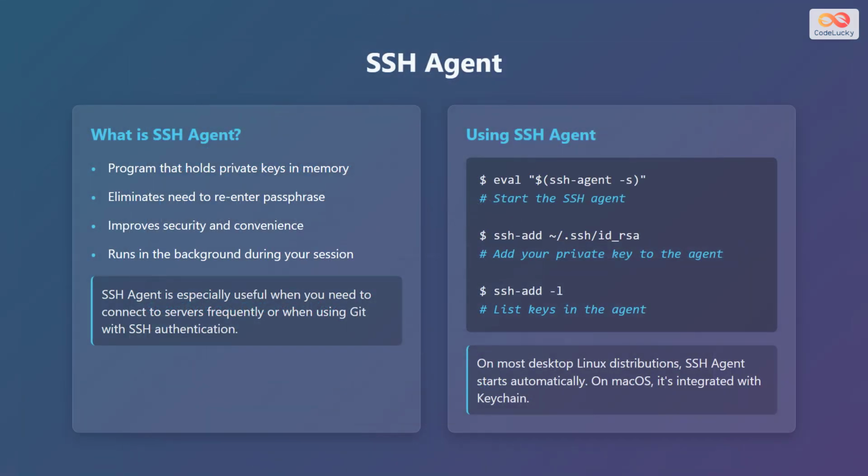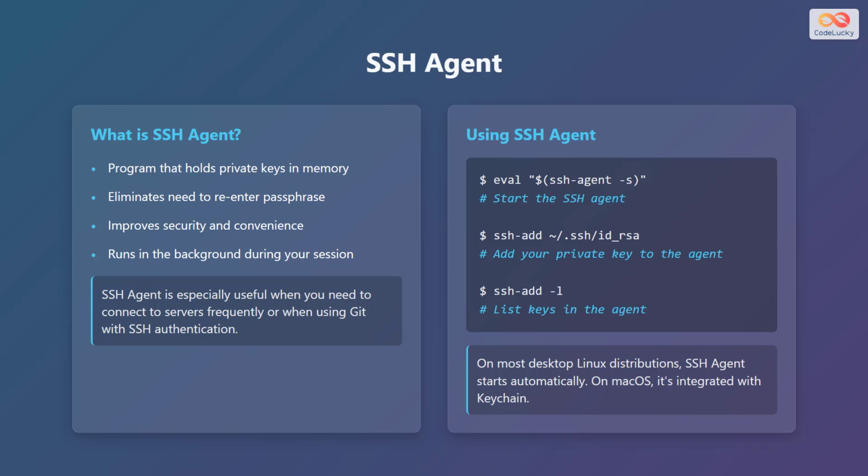Now let's see what SSH Agent is. SSH Agent is a program that holds private keys in memory, eliminating the need to re-enter your passphrase every time you connect to a server. This improves both security and convenience. It runs in the background during your session. SSH Agent is especially useful when you need to connect to servers frequently or when using Git with SSH Authentication.